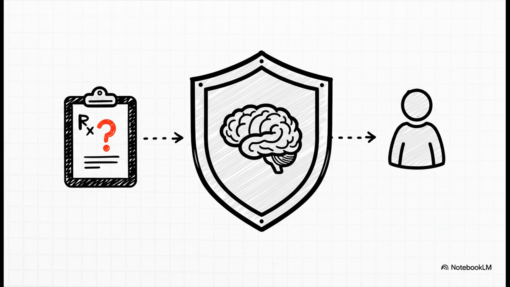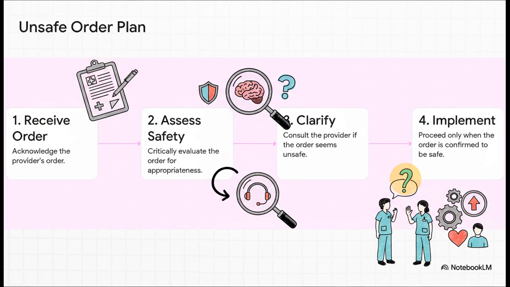If you give a med based on a wrong order, you are just as legally responsible for that mistake as the doctor who wrote it. So what do you do? Here's the protocol. Simple as that. 1, you get the order. 2, you stop and you critically assess it. Does this make sense for my patient? If it seems unsafe or just off, step 3, you must clarify it with the provider. You advocate for your patient. And only after it's been clarified and you know it's safe, do you move to step 4 and implement it.